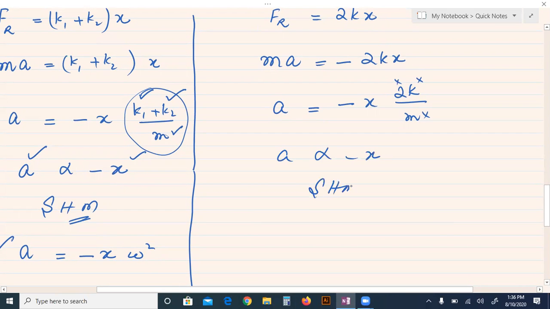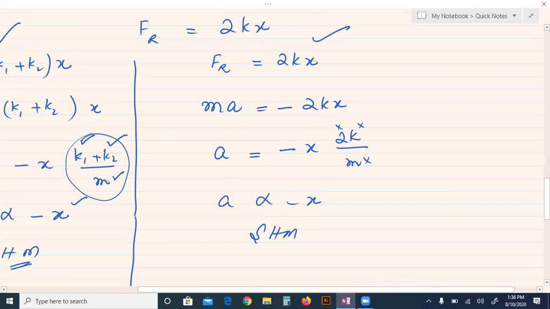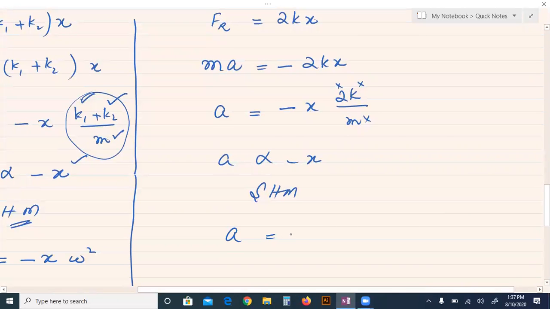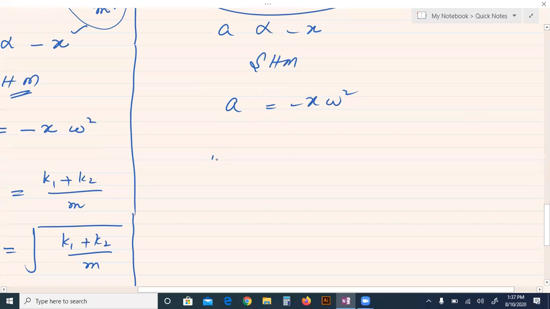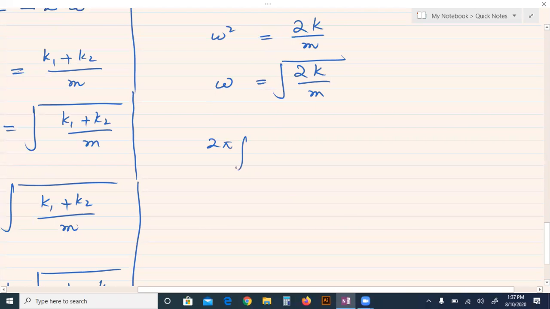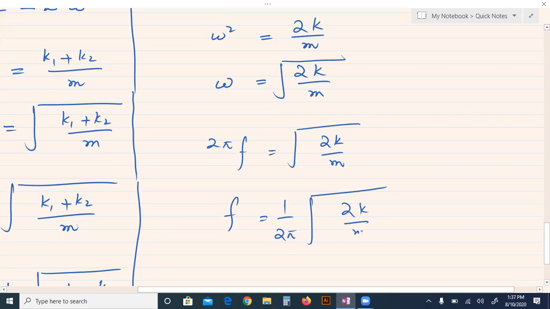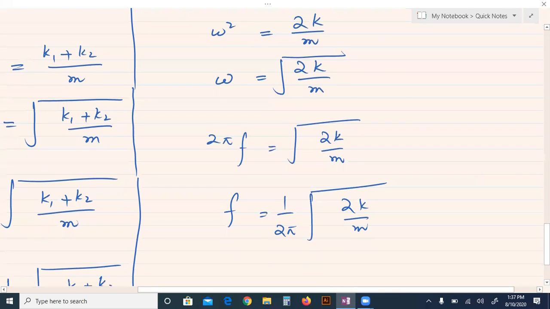So it's a simple harmonic motion. When the two equations are compared, a is equal to minus x omega square. So omega square is equal to 2k over M. So the angular frequency omega is under root 2k over M, and omega is 2 pi f. So our frequency is equal to 1 over 2 pi under root 2k over M. This is the frequency.